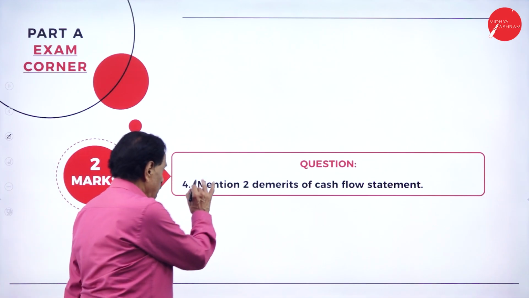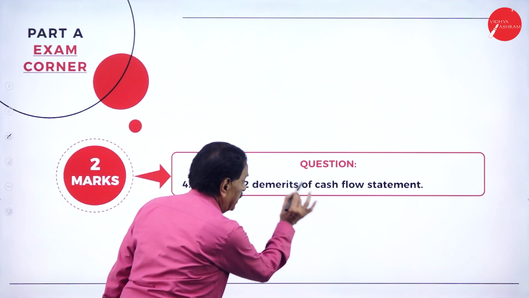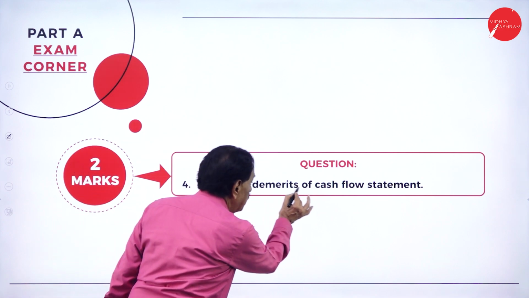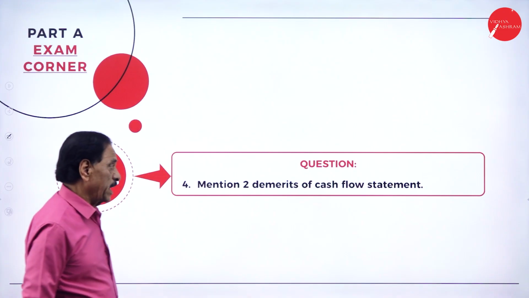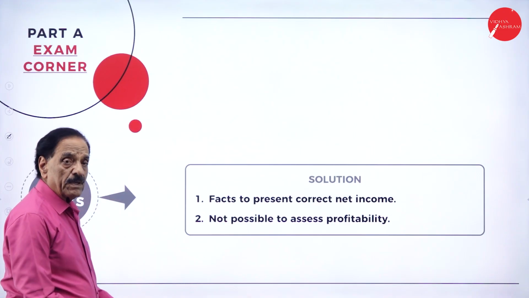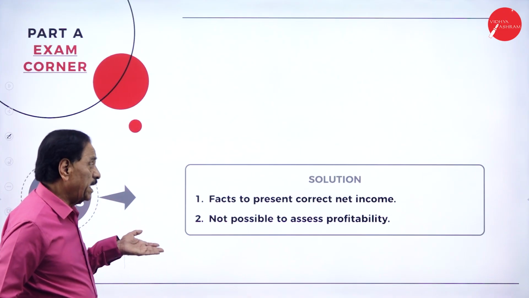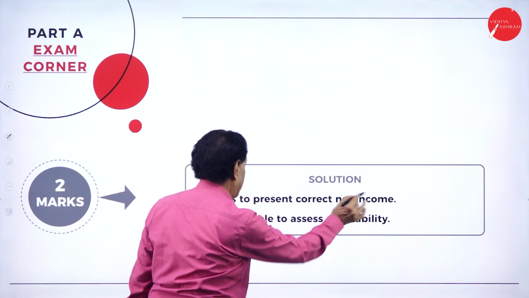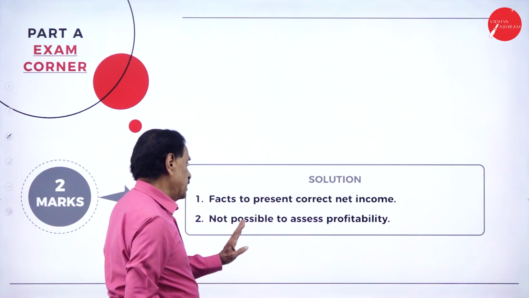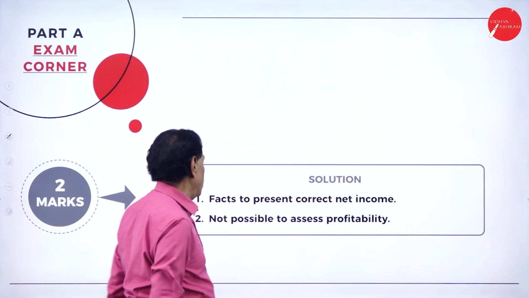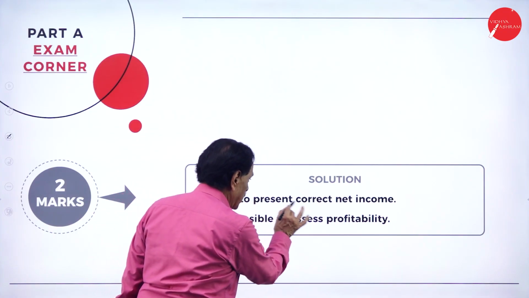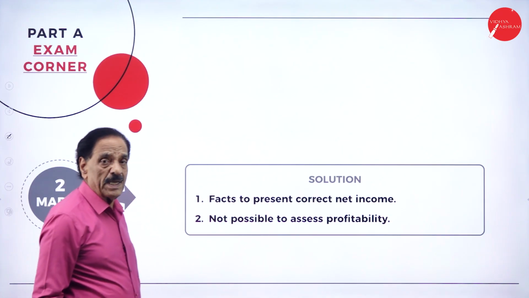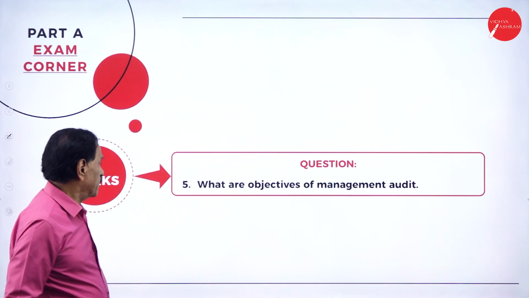Number 4. Mention 2 demerits of cash flow statement. The demerits or disadvantages are: fails to present the correct net income, and not possible to assess profitability.